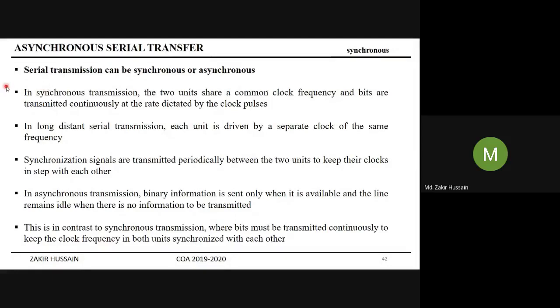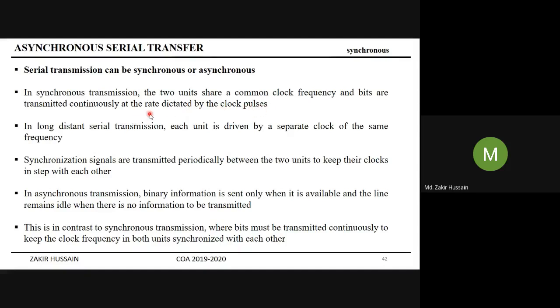So let us continue. Now serial transmission can be synchronous or asynchronous. We have seen this in the paint software. What is meant by synchronous and what is meant by asynchronous is also known to you, because we already demonstrated it in the paint. In synchronous transmission, the two units share a common clock frequency, and bits are transmitted continuously at the rate dictated by the clock pulses.